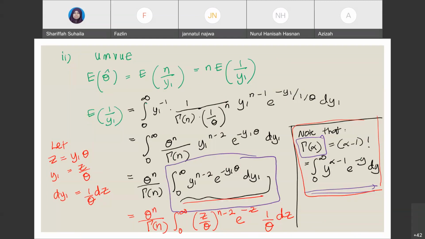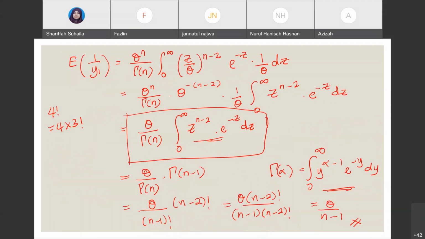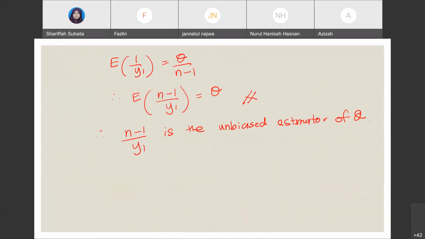So a little bit of modification, dengan dia punya simplification dia macam mana kita nak selesaikan. So tukar y dalam bentuk z and so on. Lepas tu kita guna balik konsep dia. Okay. So kita dah ada bentuk ni, kita ungkapkan balik dalam bentuk gamma. So you get lah the theta over n minus 1. So lastly tu kamu check balik apa soalan asal dia. Kita nak tunjukkan bahawa expected value of n minus 1 over y1 is the unbiased estimator of theta.